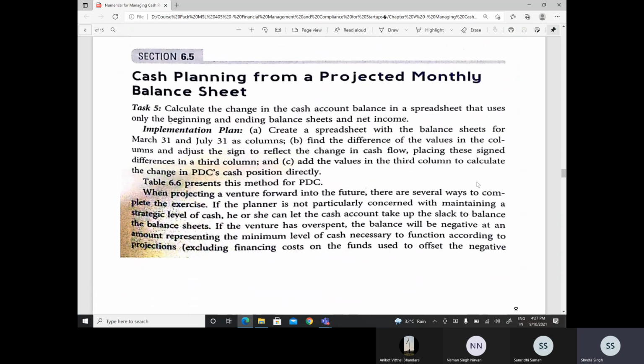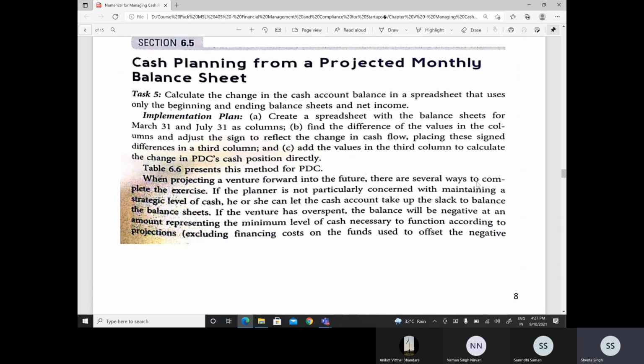Okay. Cash planning from a projected monthly balance sheet. Now in this, you can just take up a spreadsheet and calculate the change in cash account balance in a spreadsheet that uses only the beginning and ending balance sheets and net income. So in this, it is very easy. Again, it's a shortcut. I would advise you against it.